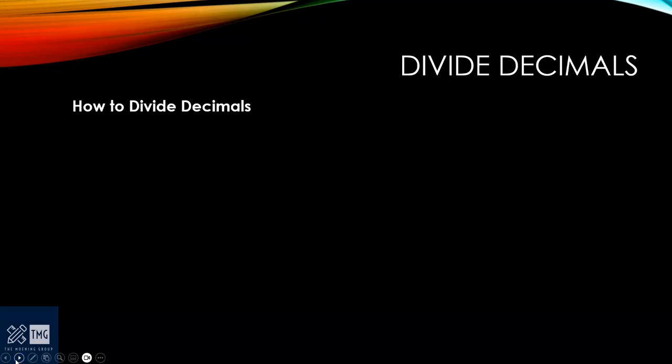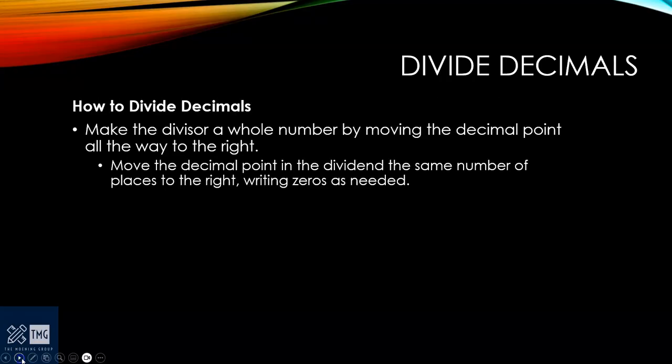Well, how do we divide decimals without a calculator? We want to make the divisor a whole number. So what are we dividing by? That number we want to be a whole number. So we're going to move the decimal all the way to the right. And however many decimal places we move it, we're going to move that decimal point the same number in the dividend. And we'll look at this in an example in just one moment.